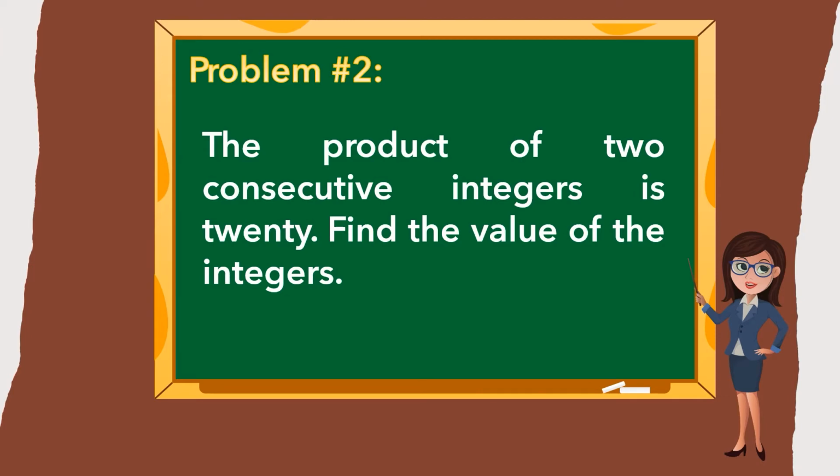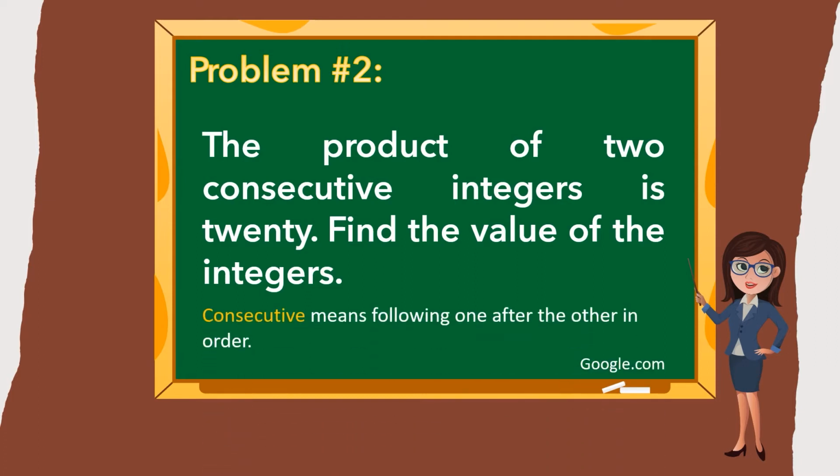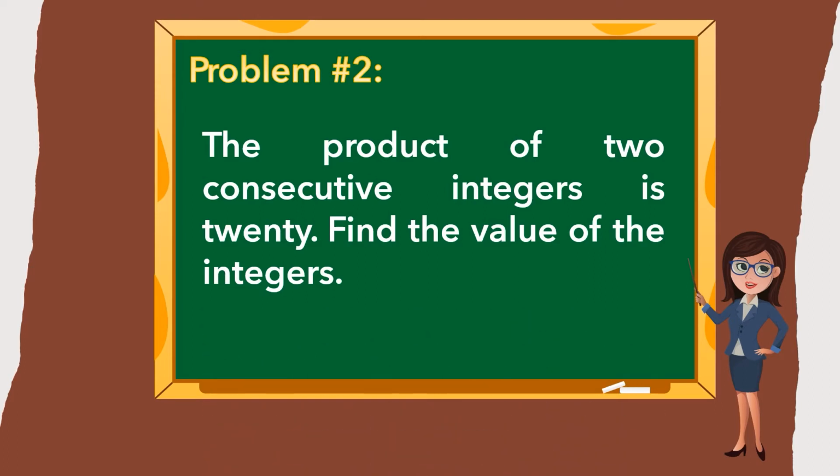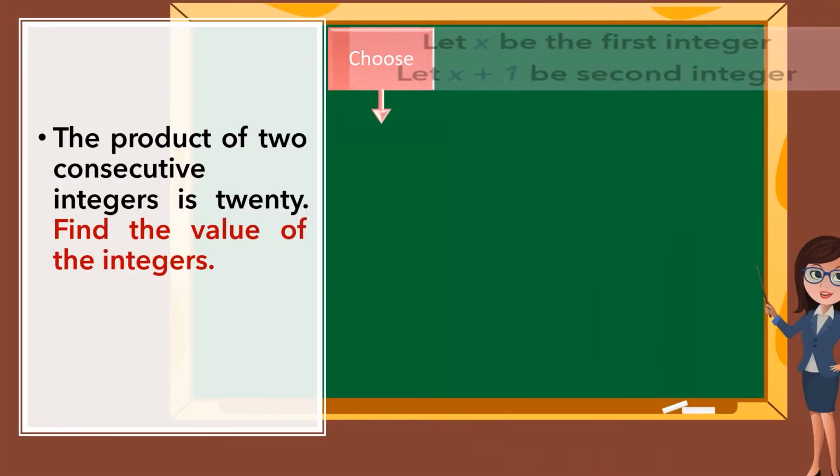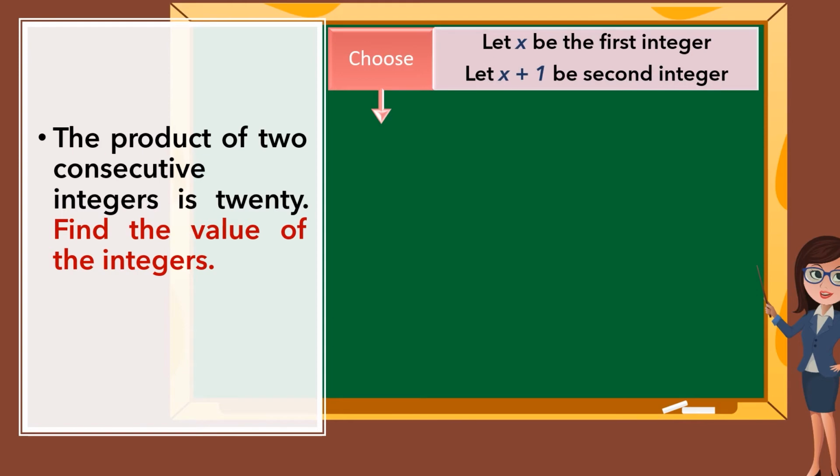Let's have problem number 2. The product of two consecutive integers is 20. Find the value of the integers. When we say consecutive, it means following one after the other in order. So, let x be the first integer and x plus 1 be the second integer.